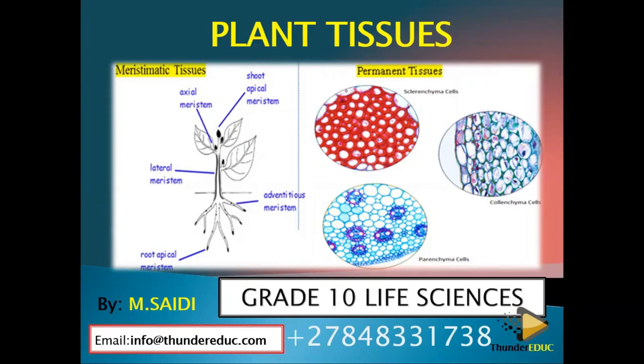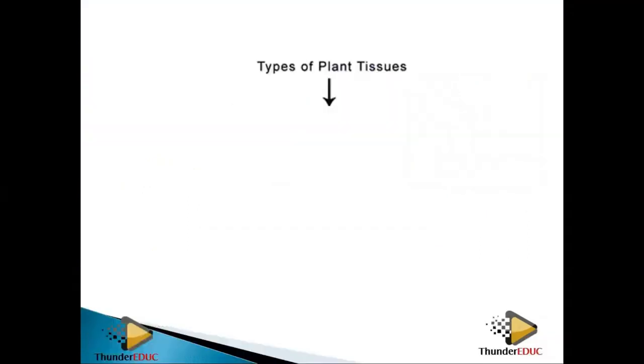Today we're going to be looking at plant tissues. Last time you looked at the different types of animal tissues. So today we're going to look at plant tissues so that now we can go to the organs. Plant tissues. What are some of the different types of plant tissues?